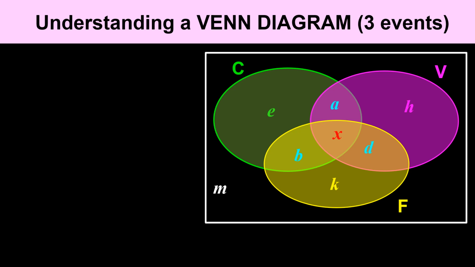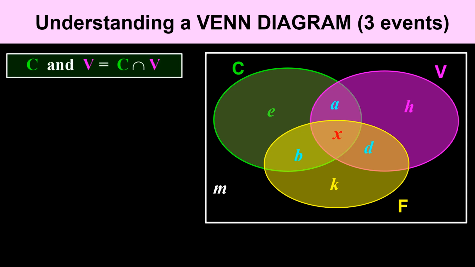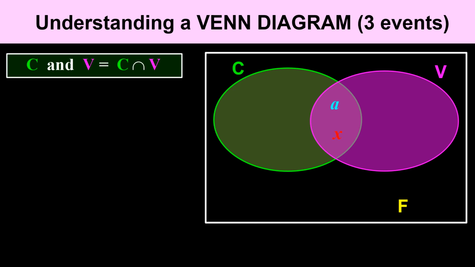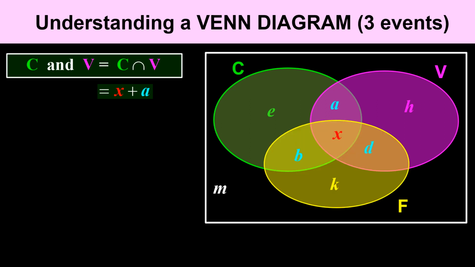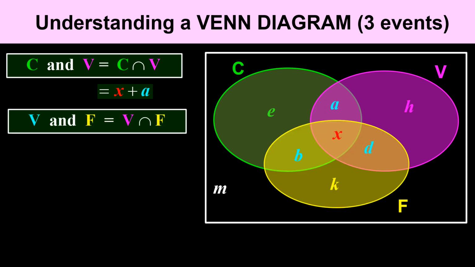Let's go a little bit further now. Now we want to have the AND, C and V. Before we show that to you, can you see the AND part? C and V. That is the C and the V, the A and the X part. That's the AND part there. So the AND part there would be X plus A. Okay, let's bring everything back again. So now I want V and F. Can you see the V and the F?